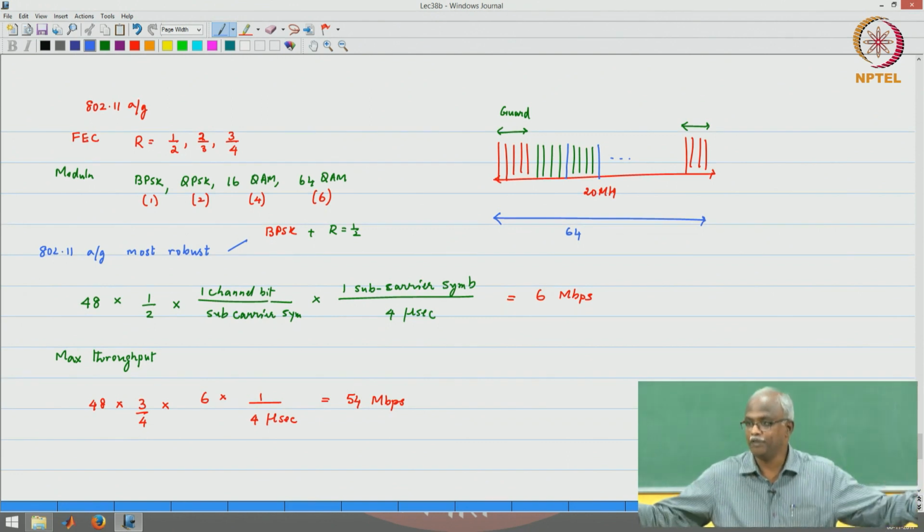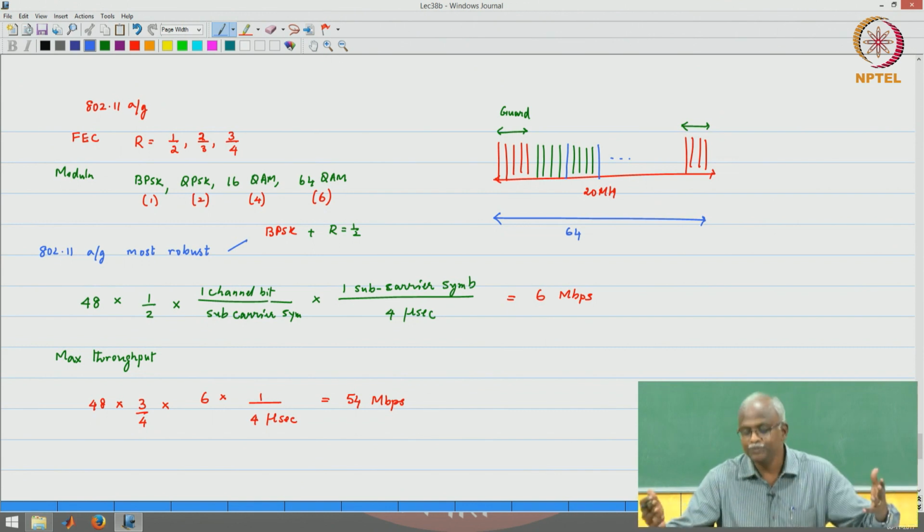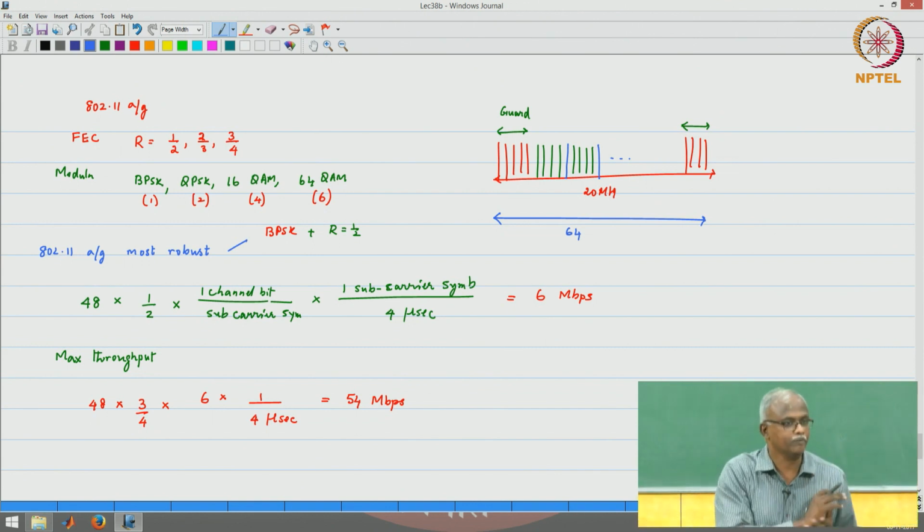Now with more cyclic prefix, what will happen? You will need more information and more time to transmit that information, which means that your throughput is going to go down. But it's a trade-off that you can make to make a system design work well.